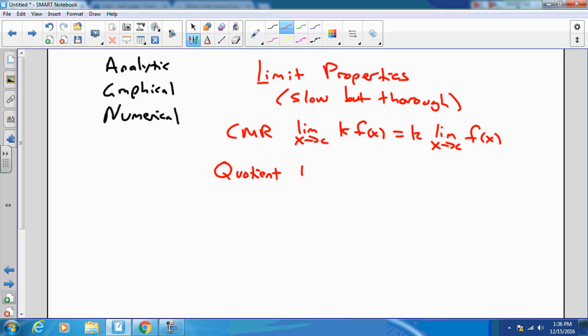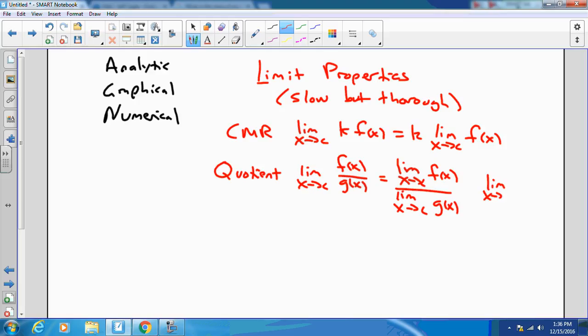Or the quotient rule. The limit as x goes to c of f of x over g of x is the same as the limit as x goes to c of f divided by the limit as x goes to c of g, unless what happens? The limit of g of x as x goes to c is not equal to 0. Yes. We need to put in that important qualification that we cannot divide by 0. If that is the case, that the limit of the denominator as x goes to c is 0, then we will have to consider other theorems rather than the limit properties.